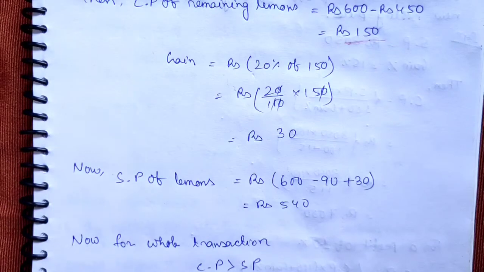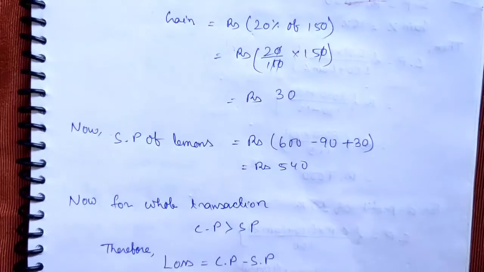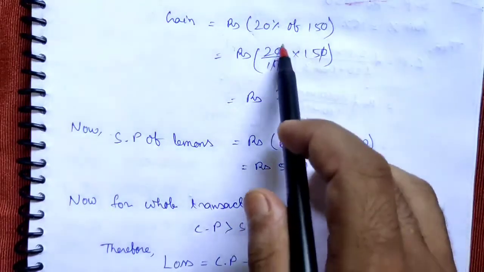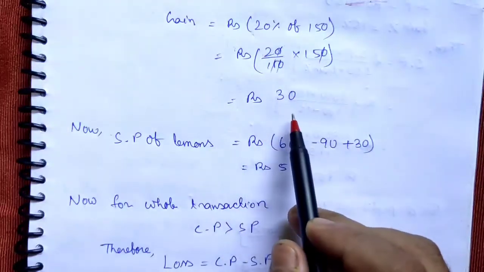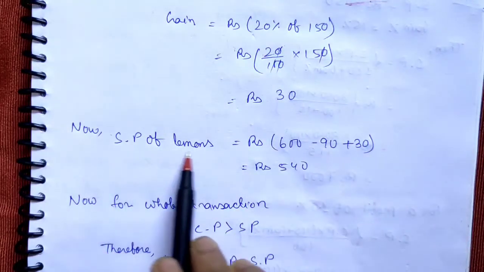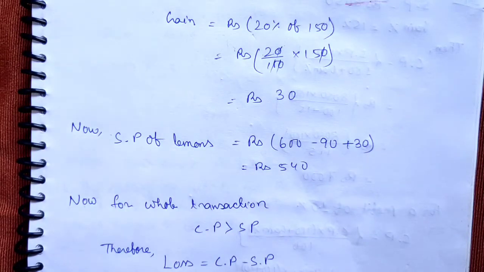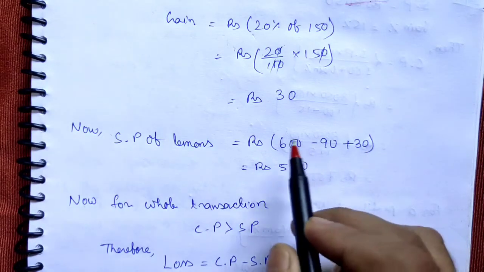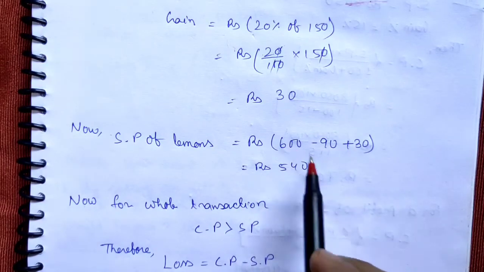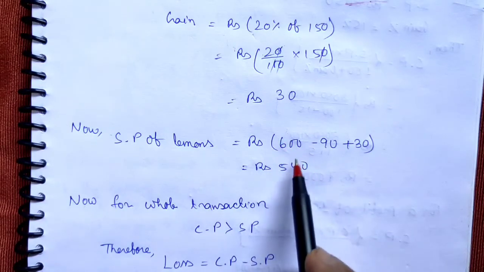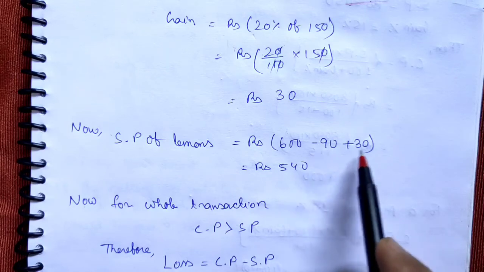So after cancelling this 0 0 and this 0 0, left is 2 into 15. 2 into 15 is how much? 30, isn't it? So now SP of lemons, SP means selling price. Selling price will be 600 minus 90 plus 30.